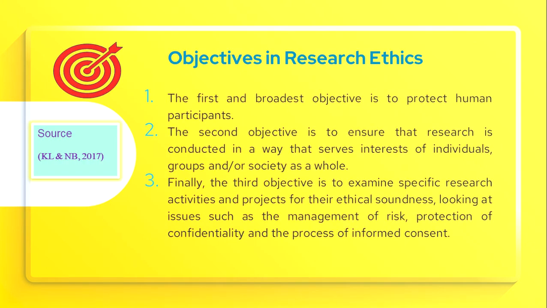The objectives of research ethics are: the first and the broadest objective is to protect the human participant. The second objective is to ensure that research is conducted in a way that serves the interests of individuals and the community as a whole. So the second objective says that you cannot just conduct research because you are interested and it is going to benefit you. No, it cannot be like that. The research has to be beneficial for the entire society. Finally, the third objective is to examine specific research activities and projects for their ethical soundness, looking at issues such as the management of risks, the protection of confidentiality, and the process of informed consent.